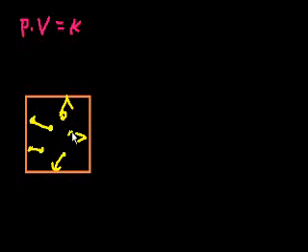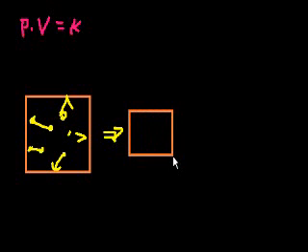Now, what happens if I were able to squeeze the box? So if I were able to decrease the volume of the box. So let's say I just take that same box with the same number of molecules in it, but I make the volume of the box smaller. What's going to happen? Well, I have the very same number of molecules in there. And they have the same kinetic energy. And so on average, they're moving with the same velocities.